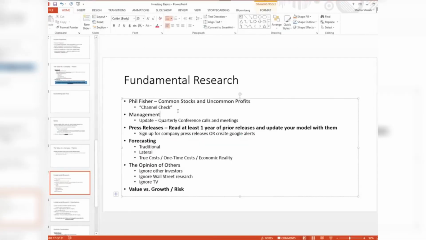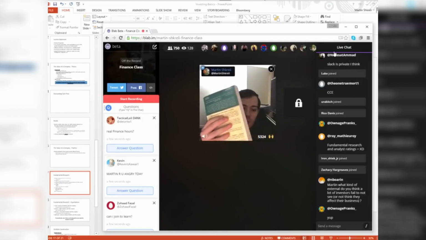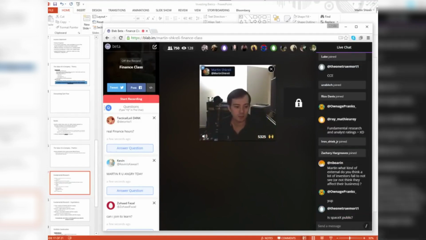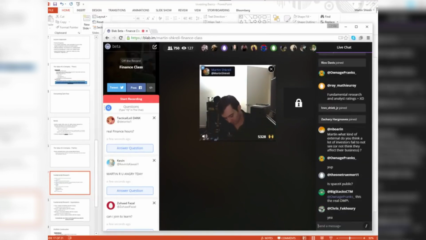Well, the first thing that I wanted to point out is Phil Fisher's book, Common Stocks and Uncommon Profits. I always keep a copy of it within about 10 feet of me because it's probably the best book ever written, I think, on this concept of fundamental research. It's not the best investing book ever, but it's a great book with respect to fundamental research. And the first few chapters kind of teach you how to research a company.